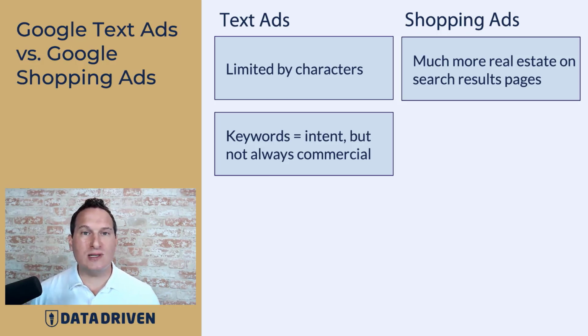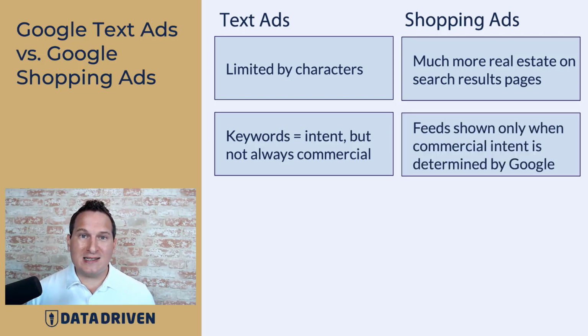So keywords equal intent, but it's not always commercial. And if you're not careful with the management of what keywords you're bidding on, and having negative keywords, and having the right account structure inside your text ads, you run the risk of spending a lot of money on ads that are not relevant. Well, when it comes to shopping ads, that feed is only showing up in something that Google determines to be highly commercial.